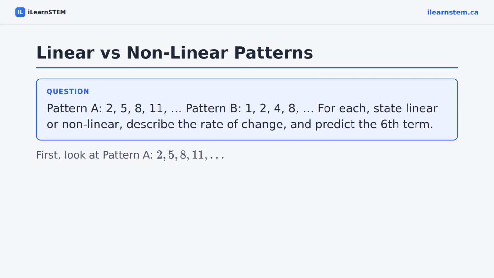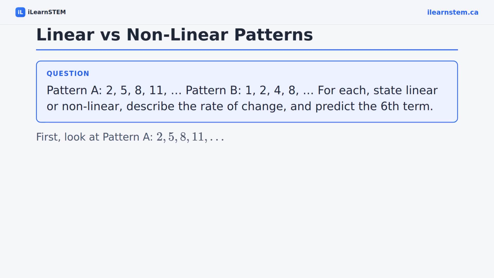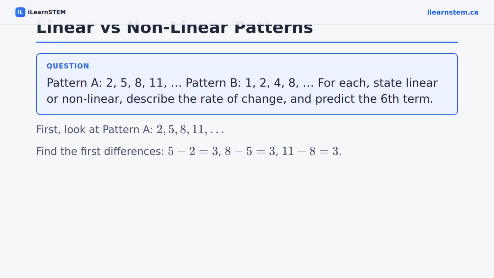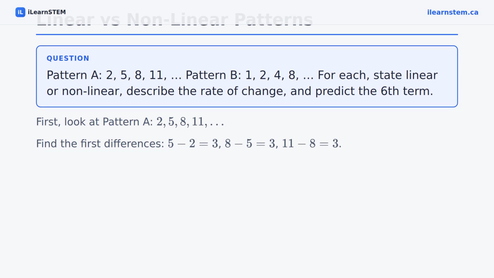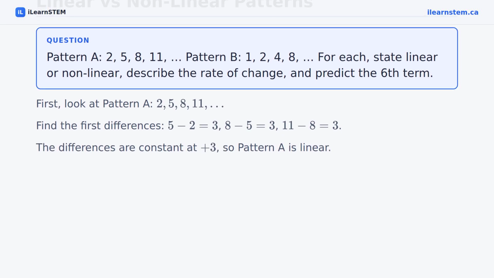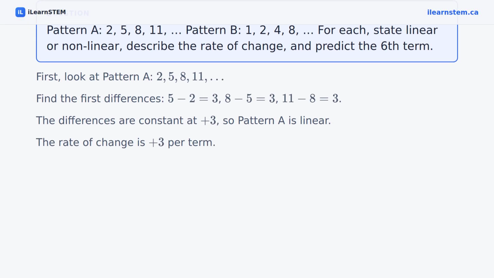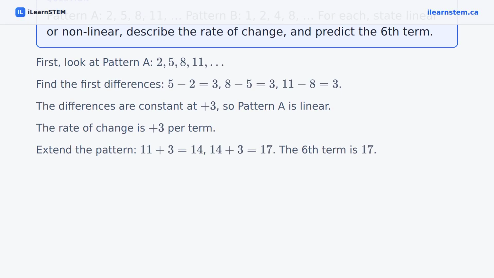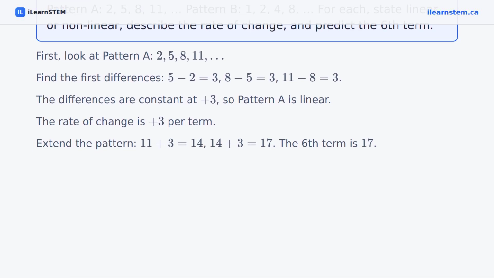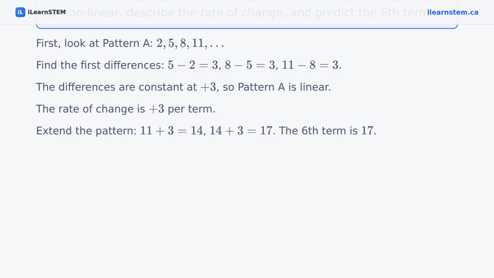First, let's look at pattern A. 2, 5, 8, 11, and so on. Find the first differences. 5 minus 2 is 3, 8 minus 5 is 3, 11 minus 8 is 3. The differences are constant at plus 3, so pattern A is linear. The rate of change is plus 3 per term. Extend the pattern. 11 plus 3 is 14, 14 plus 3 is 17, so the sixth term is 17.